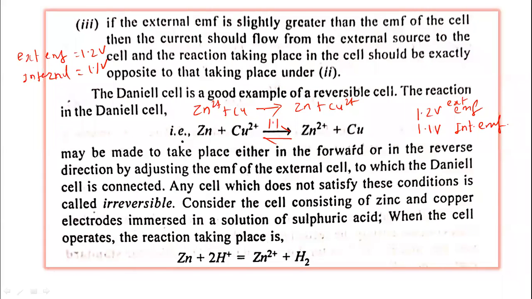Now, what is an irreversible cell? Very simple. Any cell which does not satisfy these conditions is called an irreversible cell.